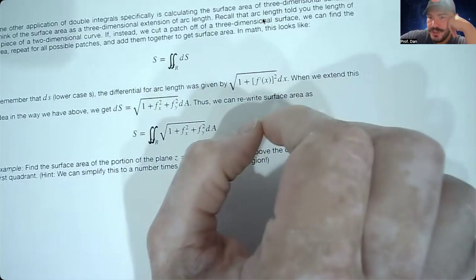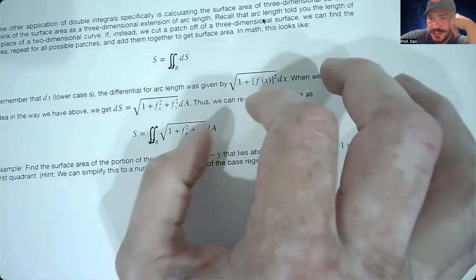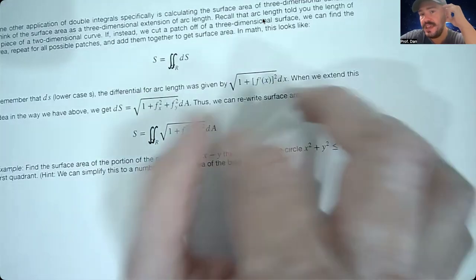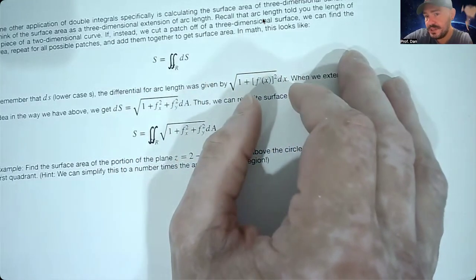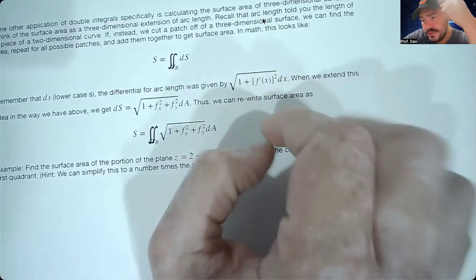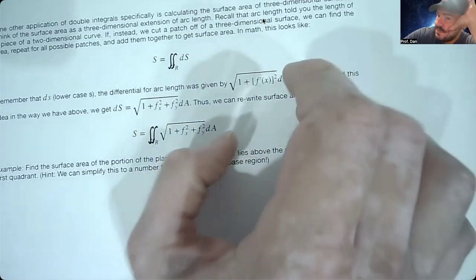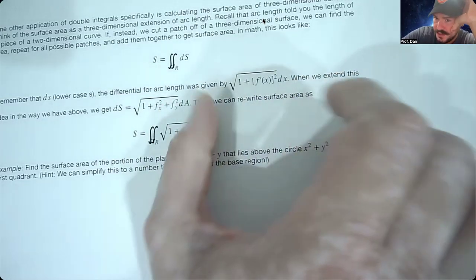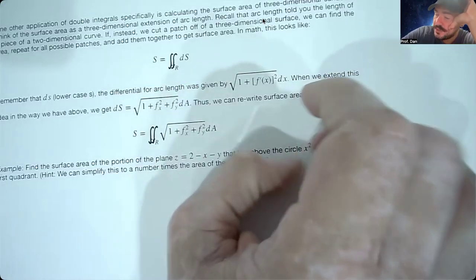With three-dimensional space, think about what happens if I were to chop off a little patch. I wouldn't be measuring the length of that patch. I would be measuring the area of that patch because it's basically like a little rectangle. If I were to do that with a bunch of patches that are consecutive and then add all of those together, I get the surface area of a region or even the entire surface.